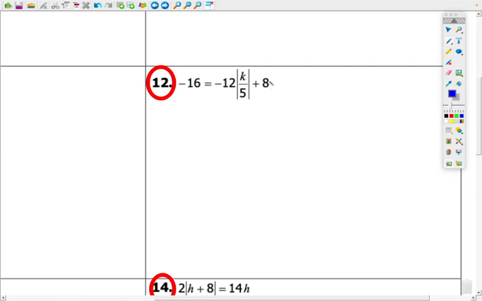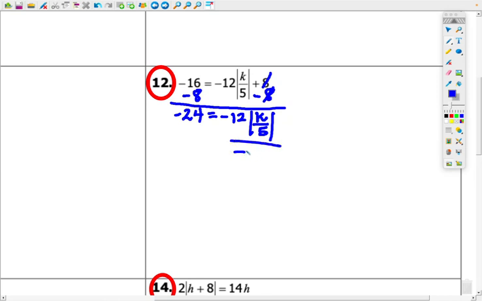So let's think about this. If this is +8, then I'm going to have to say -8 to cancel it out. When I do that, I'm going to get -24 on this side. And then I need to bring down my -12, and this is going to be multiplied by the k divided by 5 in the bars. At this point, I see that these are multiplying, so if I want to undo the multiplying, I've got to divide by -12. That will give me a +2, cancels this out, and I've got k over 5 equals +2.